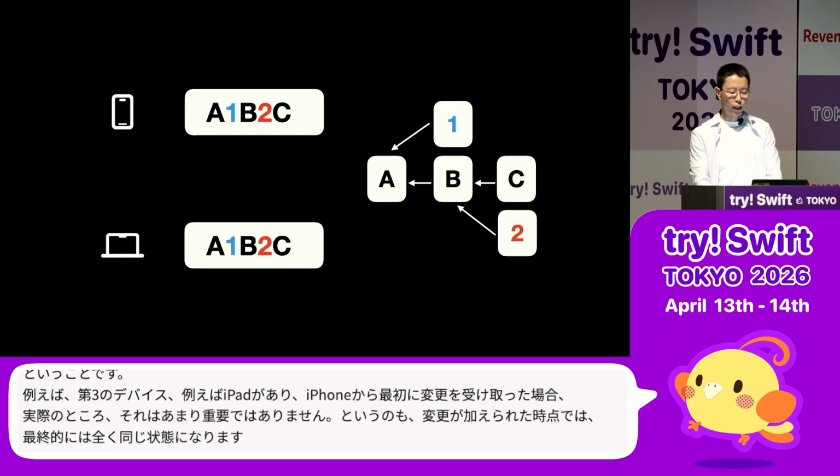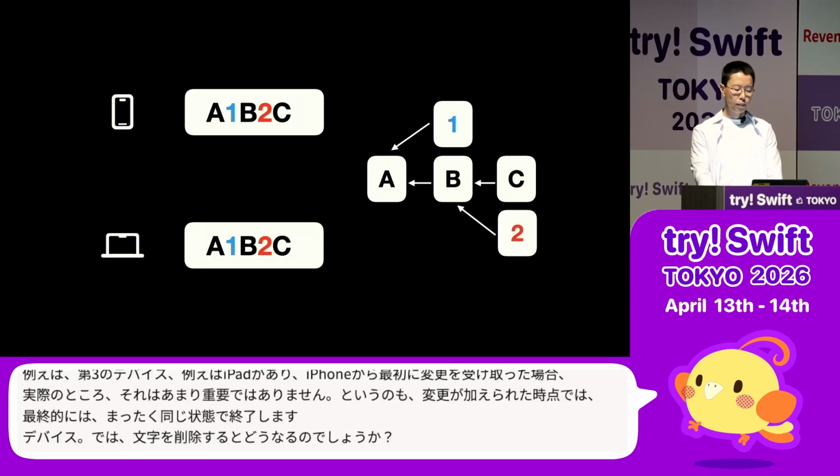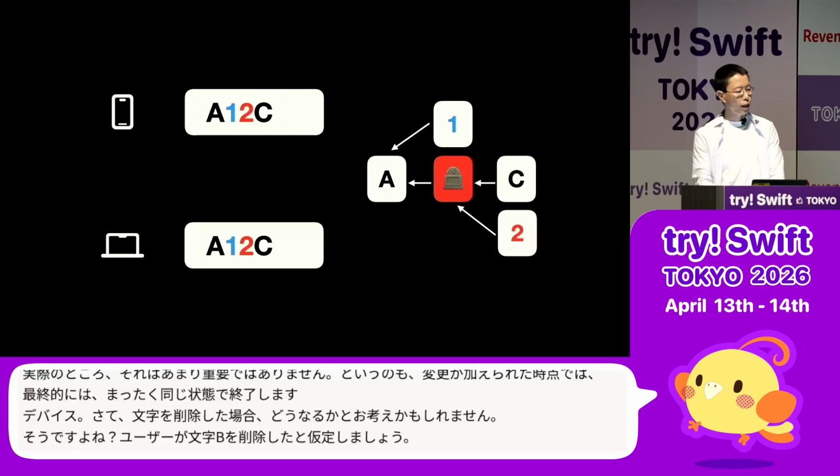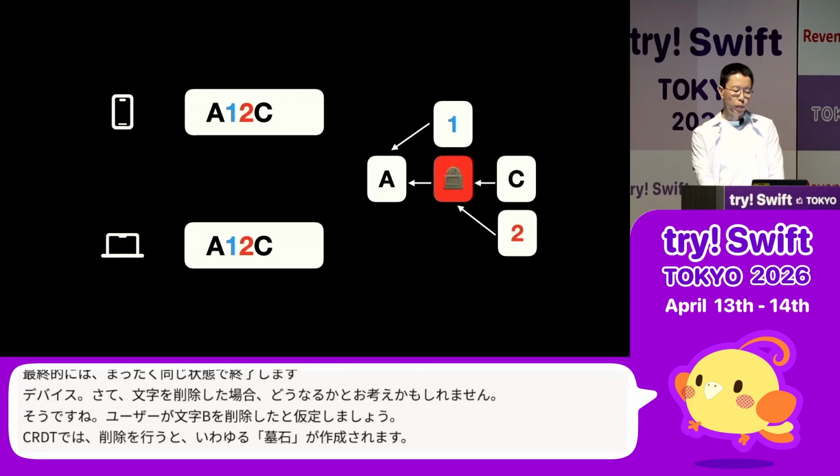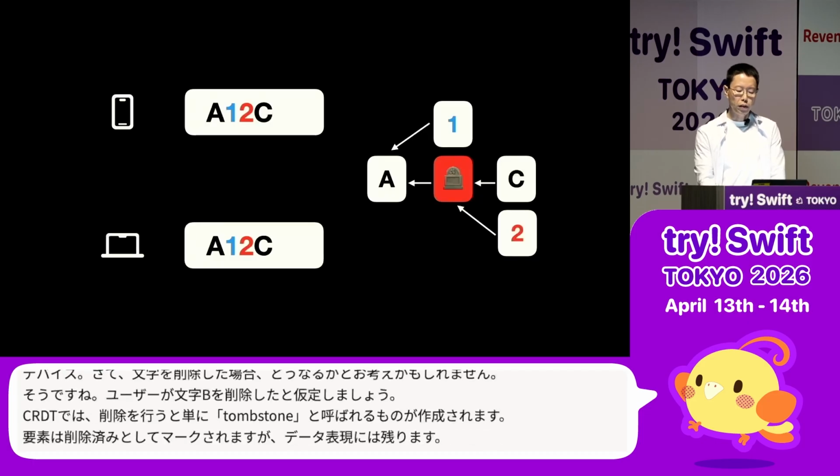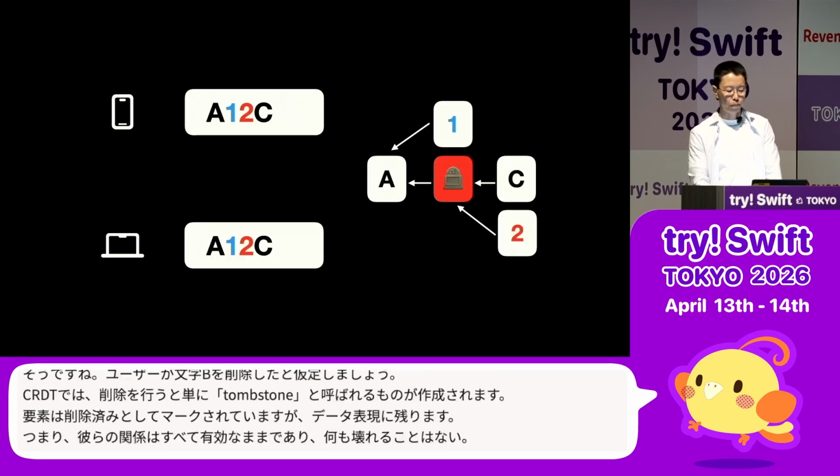Now, you might say, what happens if you delete a character, right? Let's suppose that the user deleted the character B. In CRDT, a deletion will simply create what's called a tombstone. The element is marked as deleted, but it will remain in the data representation. So all of the relationships will remain valid, nothing gets broken. And this is how CRDT works.